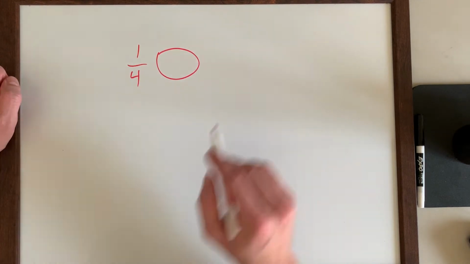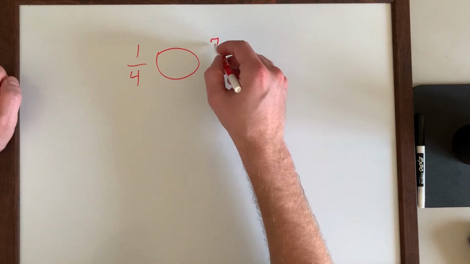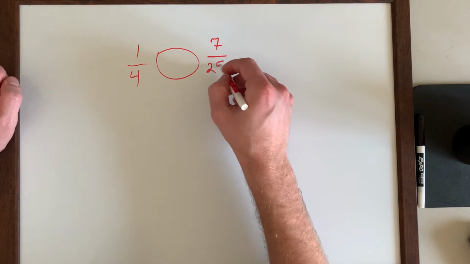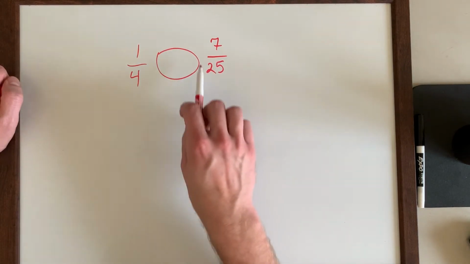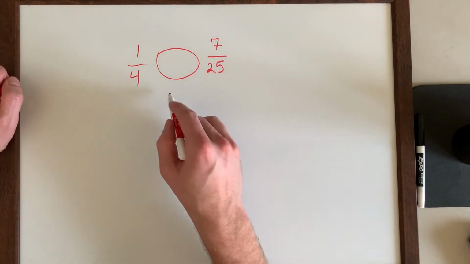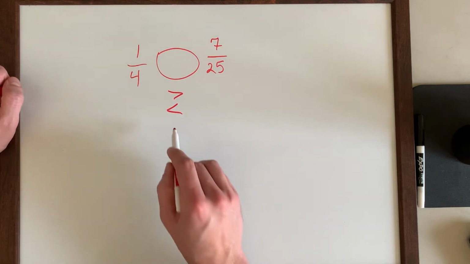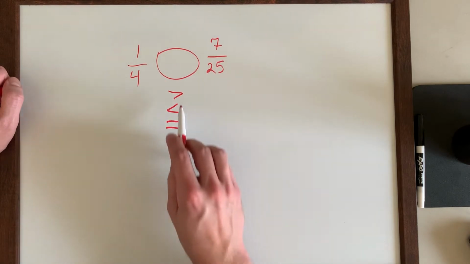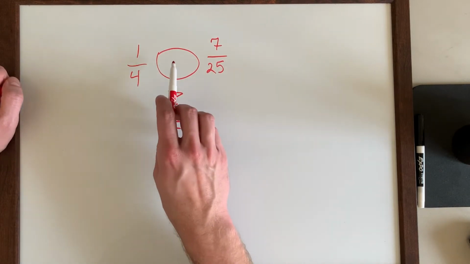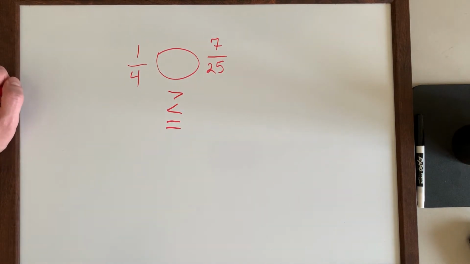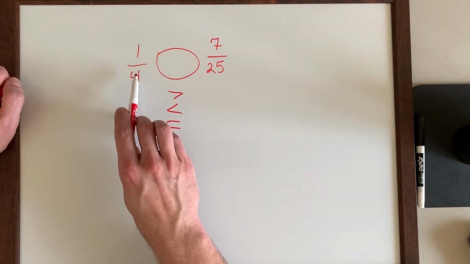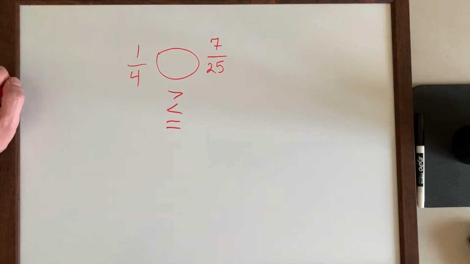Sometimes you will see a problem that looks like this. Let's take 1/4 and let's take 7 out of 25. And what this circle in the middle means is let's pick a comparison, either greater than, less than, or equal to. Which one of these symbols would go in this circle to make this true? Is 1/4 equal to 7 over 25? Is 1/4 greater than, or is it less than?